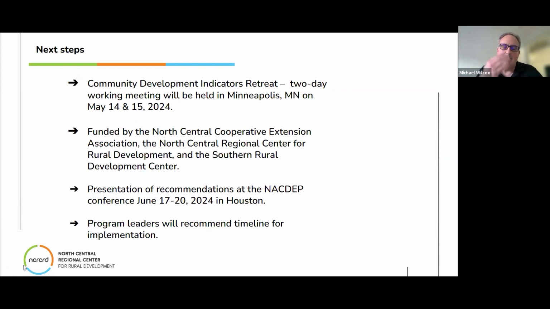We will then, as mentioned, have program leaders recommend a timeline for implementation. My guess is that this may be in a coordinated effort at the national level. It could also be at the regional level, through PLN in the South and through the program leaders in the North Central region, and it'll be up to the West and the Northeast, or it may wind up being a cumulative national effort. It remains to be seen.